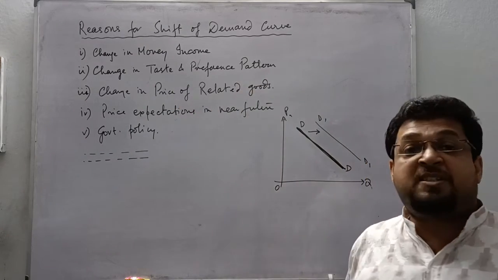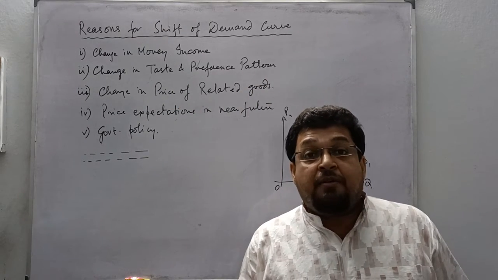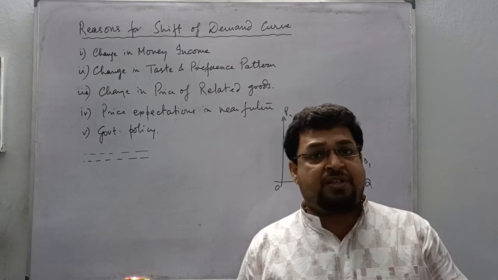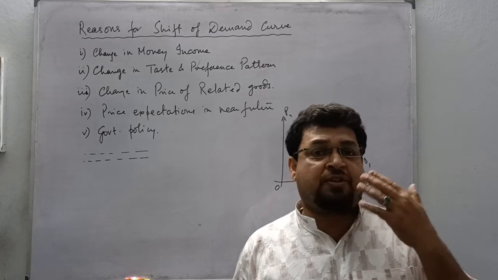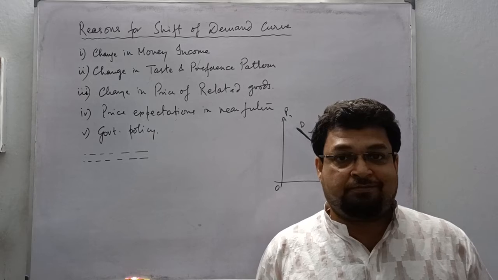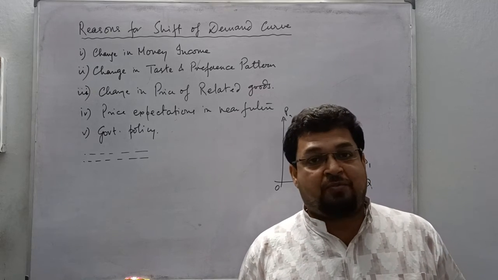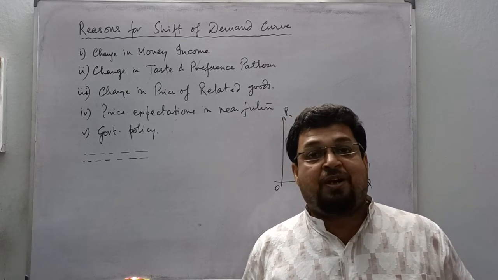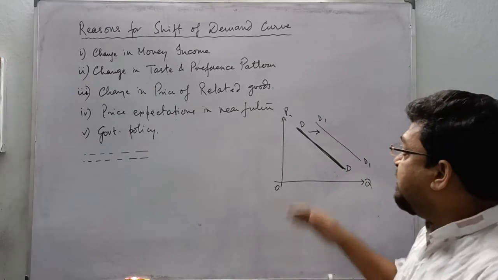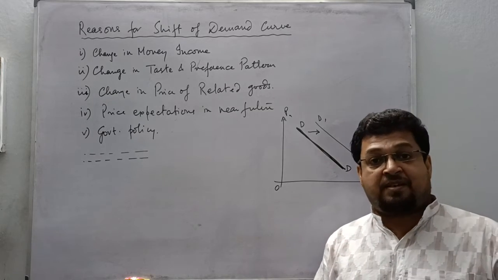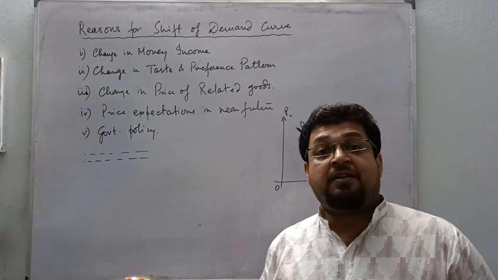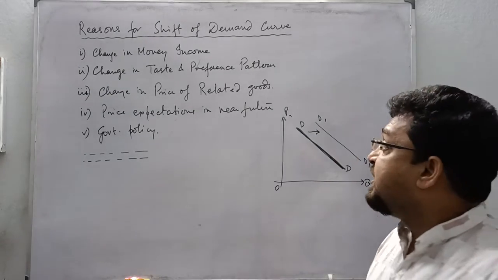Change in taste and preference pattern. If there is a favorable change in taste and preference pattern, with no change in price, but suddenly because of your taste and preference pattern you have started liking it more, you increase the demand for the commodity without any price change. So how does the demand increase? For a favorable change in preference, the demand curve shifts to the right, and vice versa. If the change is unfavorable, then the demand decreases and the demand curve shifts to the left.